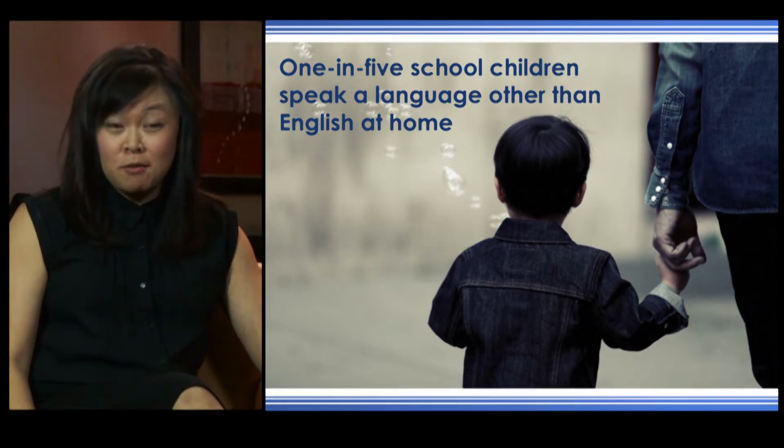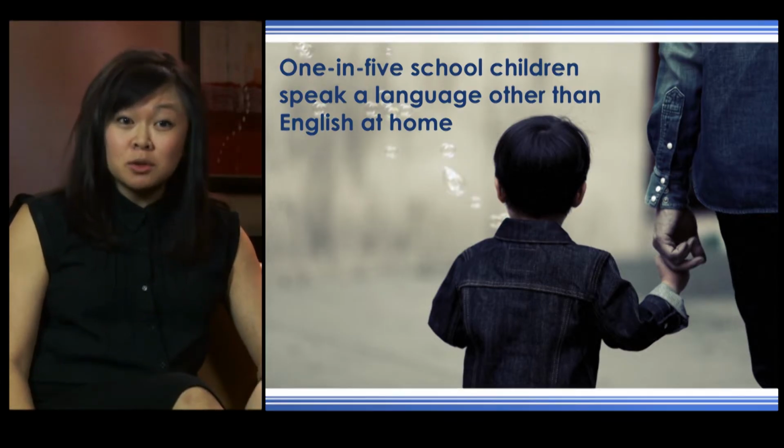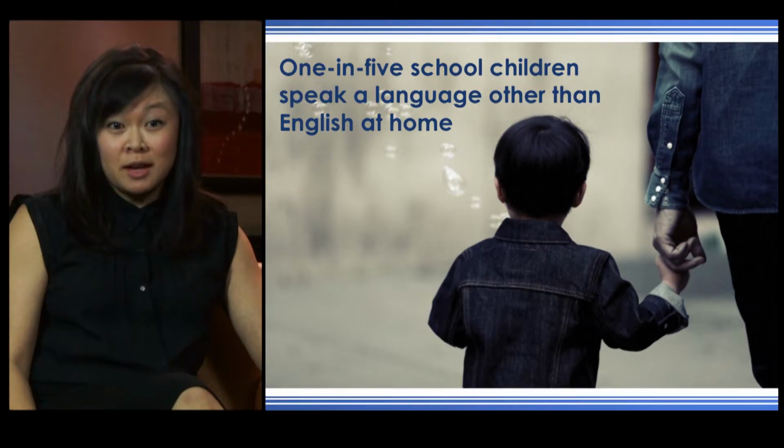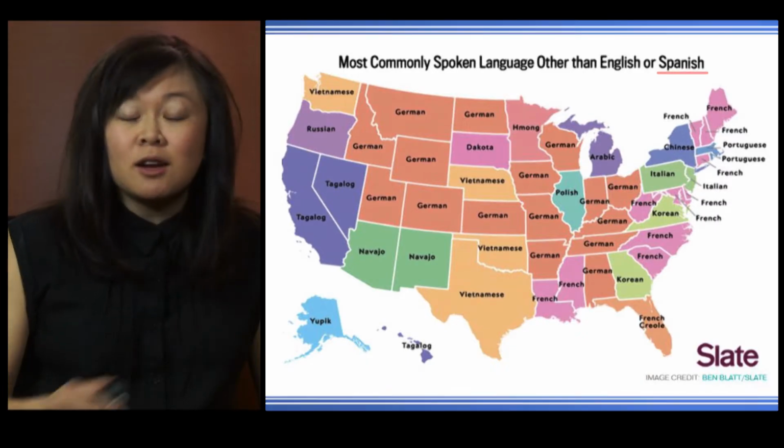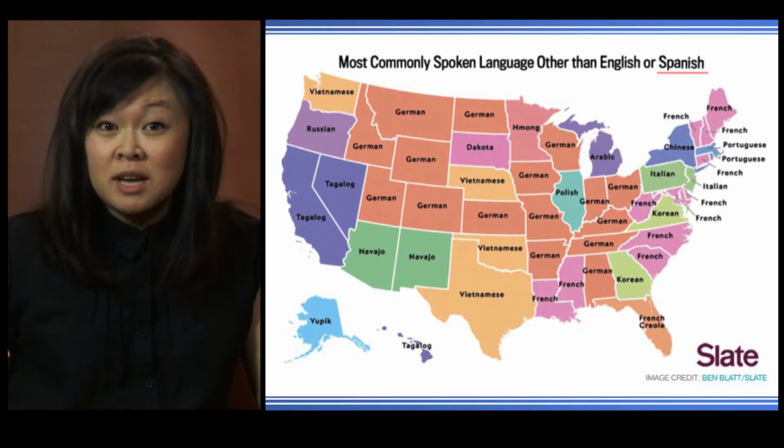So here's what's going on right now. 1 in 5 children in our country speak another language. We all know that the most common language after English is Spanish for a majority of our country. There's about 7 states who speak German and French. But now let's really talk about after Spanish and after English, how our country looks right now. If you look at this slide provided by Slate, you can see that there are a myriad of other languages that we have to think about.